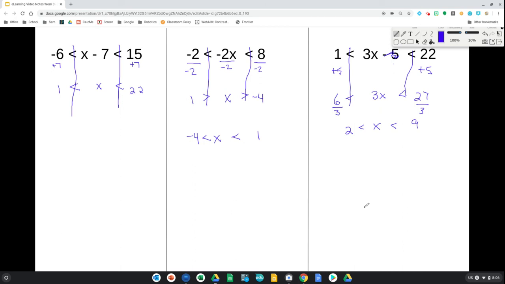All right, so you're going to practice solving these compound inequalities today with a Canvas assignment. So again, good luck with that. If you have questions, don't forget to reach out via email or Canvas Messenger, and I'll try to get back with you to help you out. Good luck.